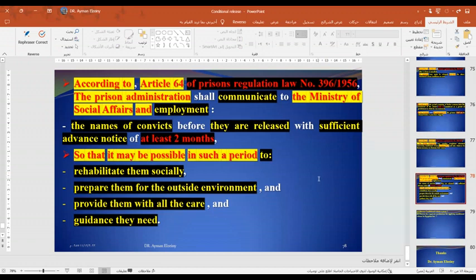هنا إدارة السجن المفروض إن هي تبعت أسماء الناس اللي هيفرج عنهم إفراج مشروط قبل شهرين على الأقل من الإفراج، تبعت لهم الأسماء والمعلومات الكافية so that it may be possible in such period to rehabilitate them socially, prepare them for outside environment, provide them with the care and guidance they need.